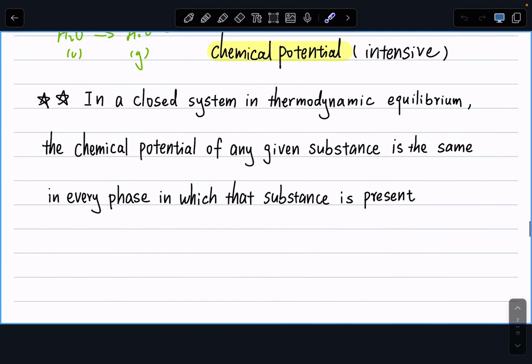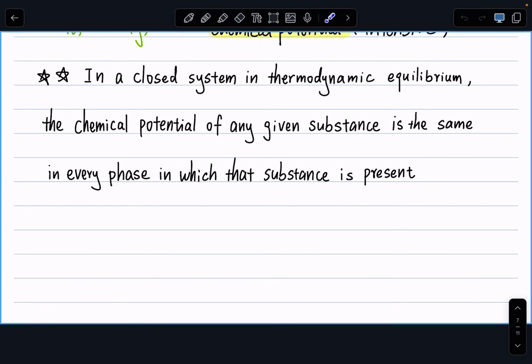One last statement on this one is, in a closed system in thermodynamic equilibrium, the chemical potential of any given substance will be the same in every phase in which the substance is present. So this is a little bit jargon-like, but if you imagine the triple point. When we have a triple point, basically we're saying the solid, liquid, and gas phases of a random substance are in equilibrium with each other. So what is the chemical potential of these three phases at the triple point?